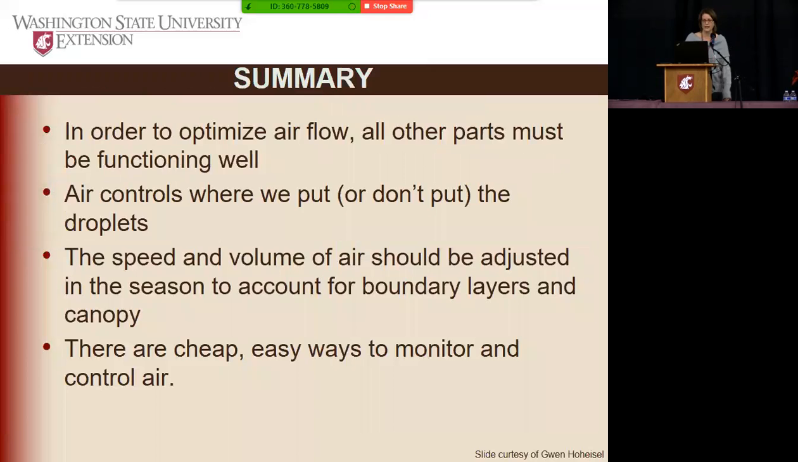Okay, so in summary, in order to optimize the airflow, all other parts must be functioning well. So if you have any questions about those things I said, your pressure gauges, your nozzles, your filters, how to do them, that's for tomorrow, right? Air controls where we put or don't put the droplets. If you blow air through your canopy and your air is at a high speed at the backside of your canopy, that means you put your spray, your money, your dollars onto the mid row, not onto your canopy. The speed and volume of the air should be adjusted in the season to account for boundary layers and for the canopy as it grows. And there are cheap, easy ways to monitor and control air, right? So I try to give you a poor man, rich man method.